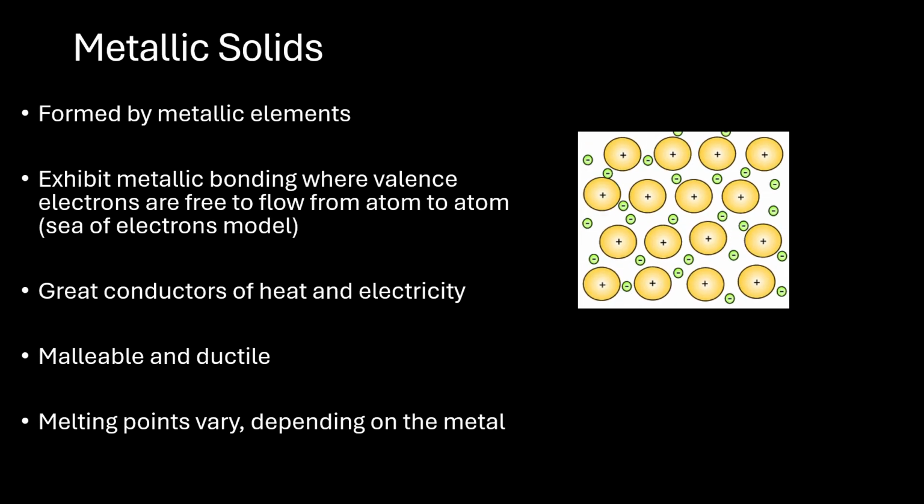All right, and last but not least, we have metallic solids. In the picture, you're going to see that sea of electrons that we talked about in Unit 2. They're going to be formed by metallic elements, and they are going to exhibit metallic bonding where valence electrons are free to flow from atom to atom. So again, that sea of electrons model, you can use that in any FRQ if you're trying to explain the properties of metallic solids. They are great conductors of heat and electricity because those electrons can flow freely. This is why you use iron or metal pans for cooking, so that they can transfer that heat into the food that you're cooking. This is why we use metal for wires when we're running electricity through things.